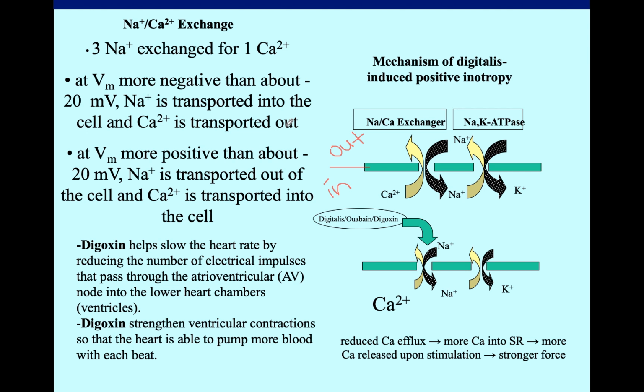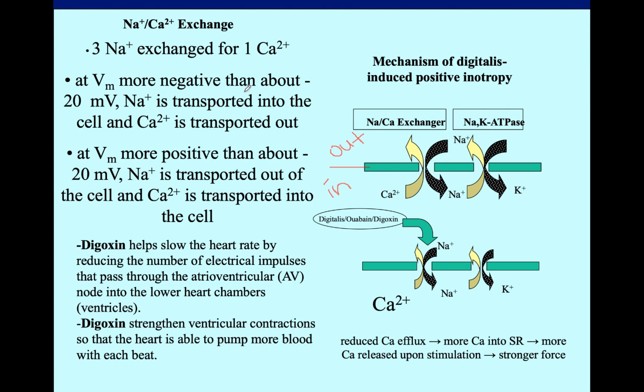But what happens when the membrane voltage becomes more positive than negative 20? That means you are finally depolarizing. That cell is going to activate. At this point, you're going to need calcium. So the exchanger changes directions and sodium gets transported out of the cell and calcium now gets transported into the cell. So what you see over here is the example of calcium moving out and sodium moving in.